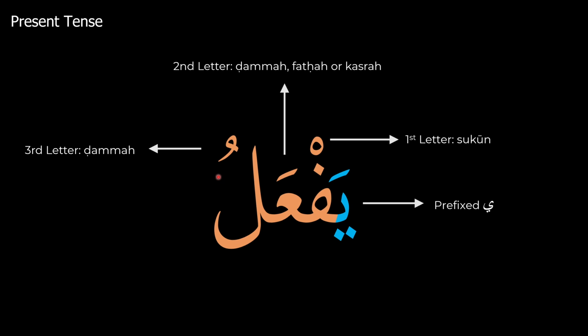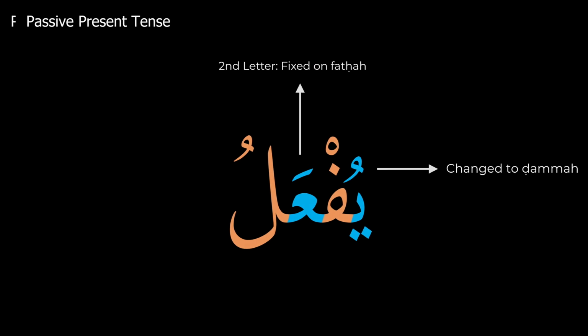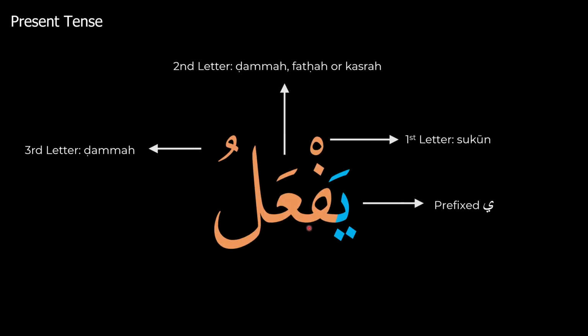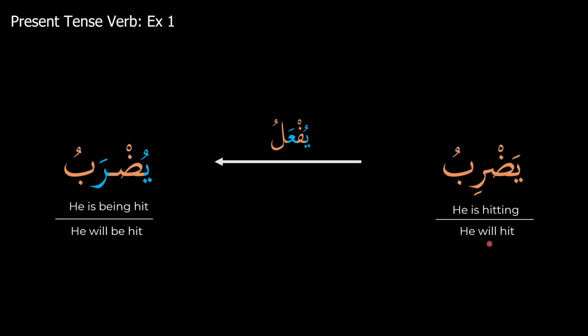Now to put this in the passive form, all you need to do is change two things. You change the haraka on the ya to a dhamma, and the second letter will be fixed on a fatha. So yaf'alu becomes yuf'alu. And this is basically the passive present tense pattern. So let's take a look at a few examples.